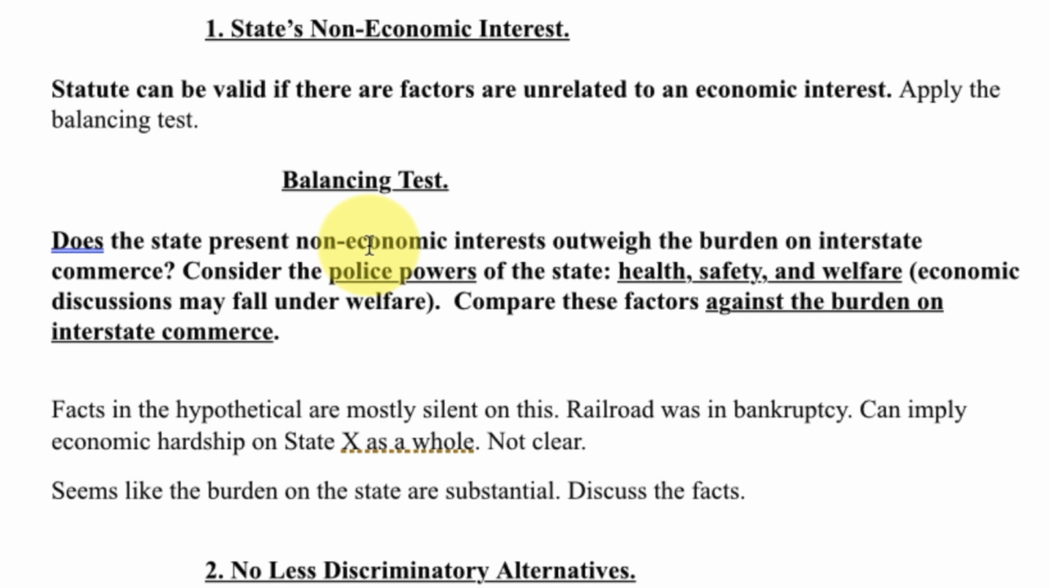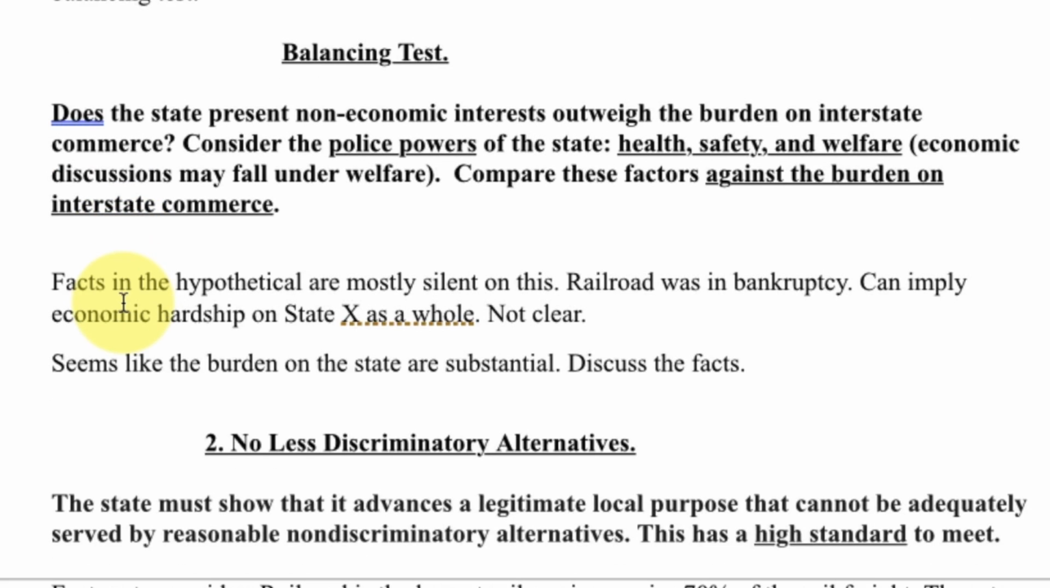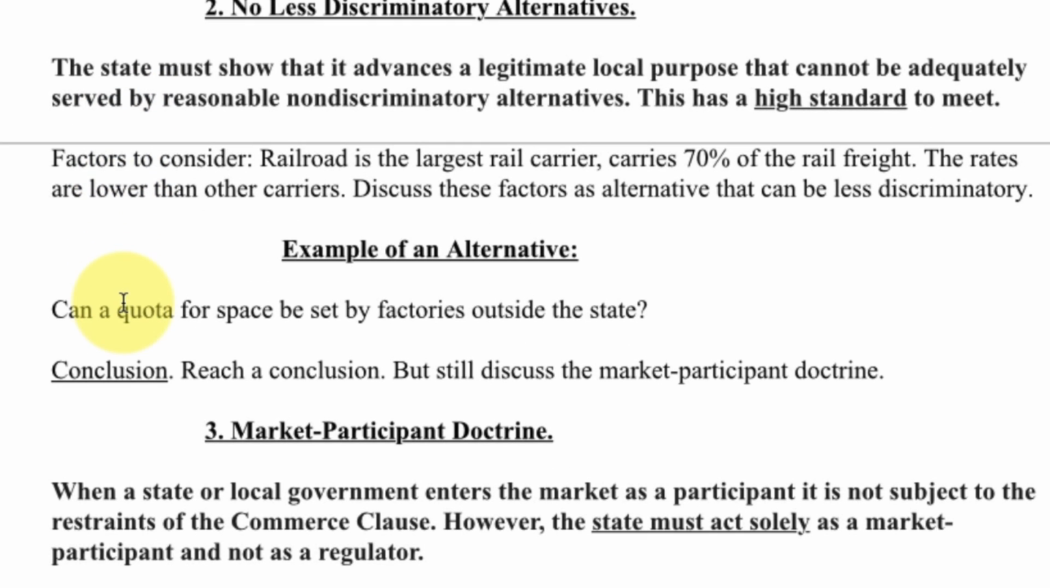Of course you want to apply a balancing test there. You want to consider the police powers of the state: health, safety, and welfare. Here the facts weren't very clear on any of those factors that the state could have used. So you could have implied, because maybe the economy is taking a serious downturn because you have a huge company going into bankruptcy. So just discuss the facts, and then you go on to the less discriminatory alternatives.